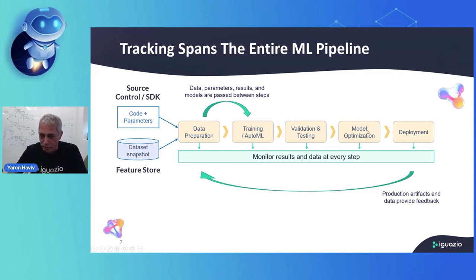In some cases, we're doing model optimizations. We may do the deployment, and each of those steps needs to be monitored. And in some cases, we're actually passing parameters and artifacts from one step to another. For example, we're doing data preparation. We take the data, we push it into the training. So we need to be able to monitor not only a single step, but something which is distributed.